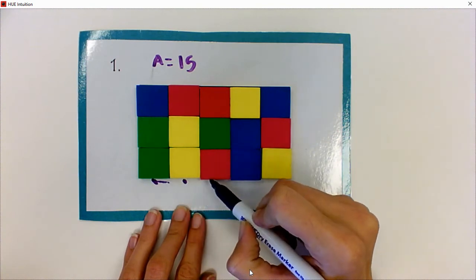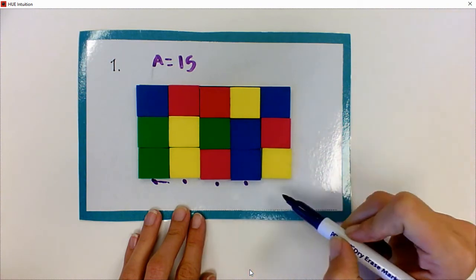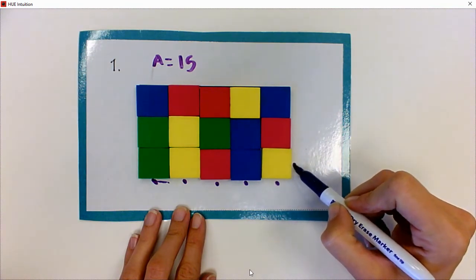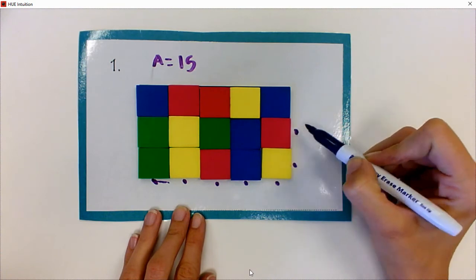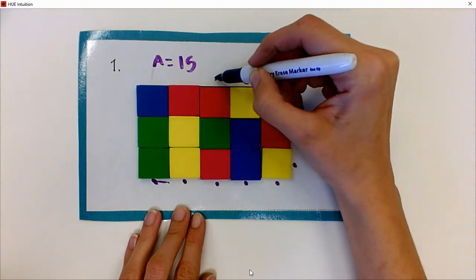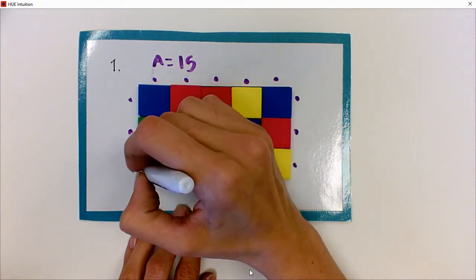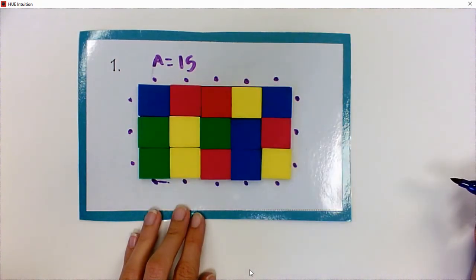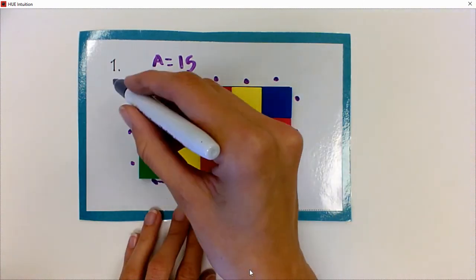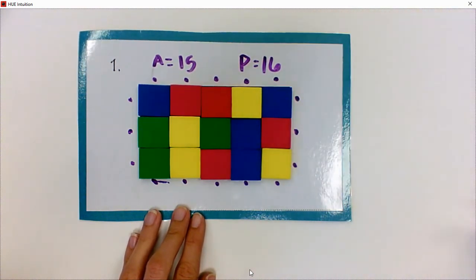2, 3. This edge of this red square is 3, 4, 5. And then I've got to go up the side, 6, 7, 8, 9, 10, 11, 12, 13, 14, 15, 16. 16 edges make up the outside rim or edge of this shape. So the perimeter of this rectangle is 16.